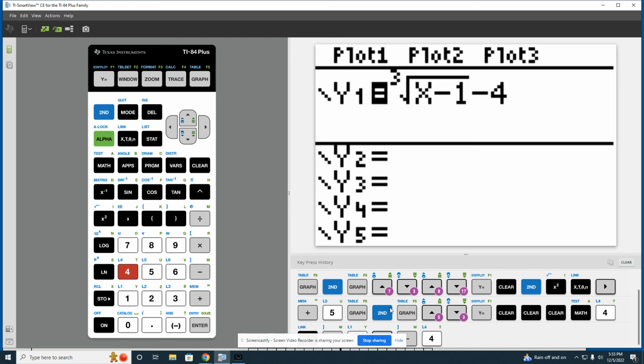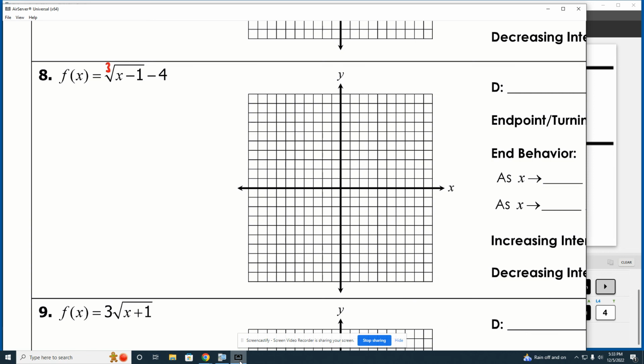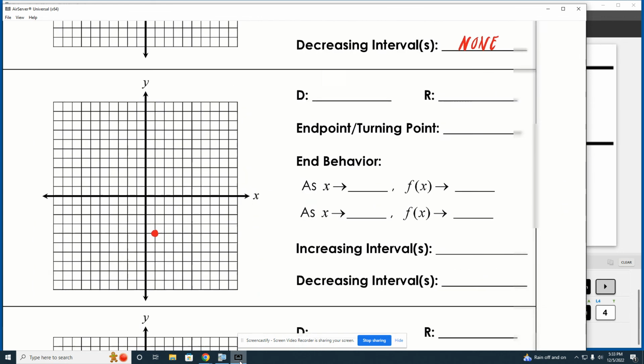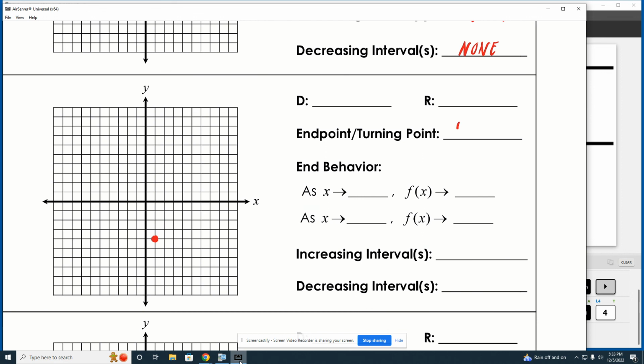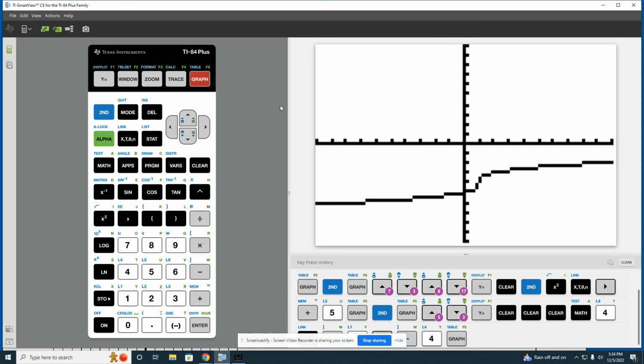So I should already know. Look, I should already know this thing is going right 1 and down 1, 2, 3, 4. That should be my new turning point, my point of symmetry, at 1, negative 4. Now let's go graph it and see if I'm right. Sure enough, look, 1, negative 4, you clearly see that's the middle of the graph.